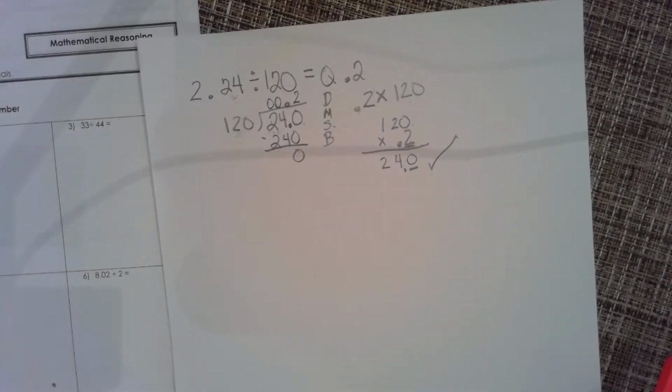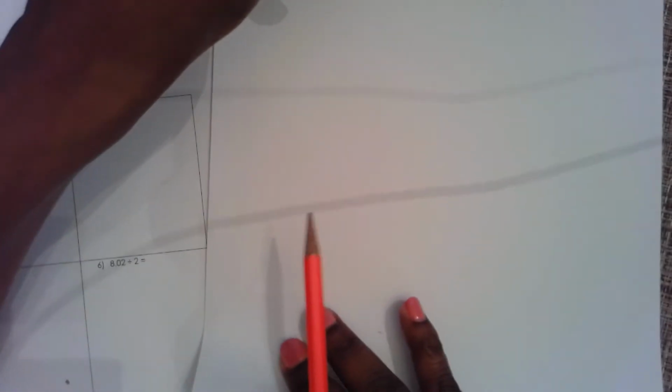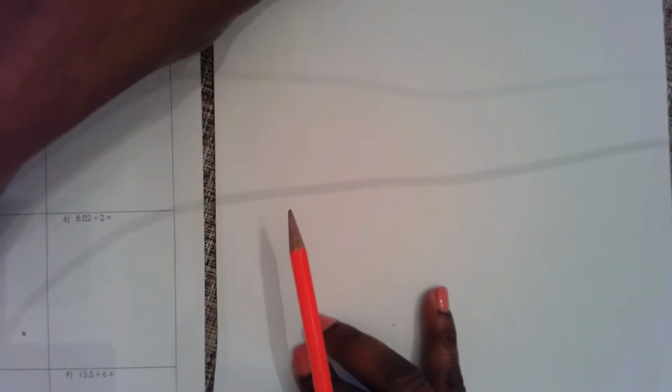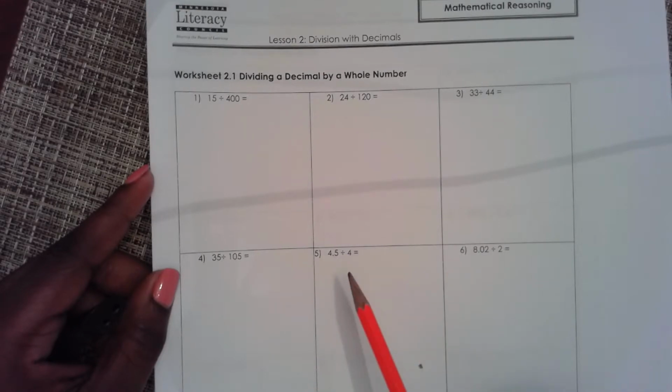That's number 2. Let's now look at, trying to save paper, readjusting the camera, give me 1 second. Now let's look at 5. Let me see.